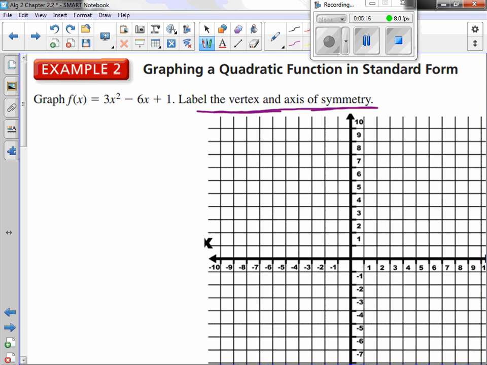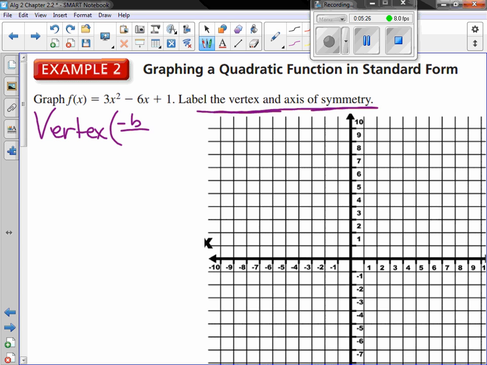So on this here, like we did in the video yesterday, we want to find the vertex and axis of symmetry. So let's look at the vertex first. Now the vertex, it tells us it's negative b over 2a, comma, f of negative b over 2a. Yes? Because that's what it said the vertex was.